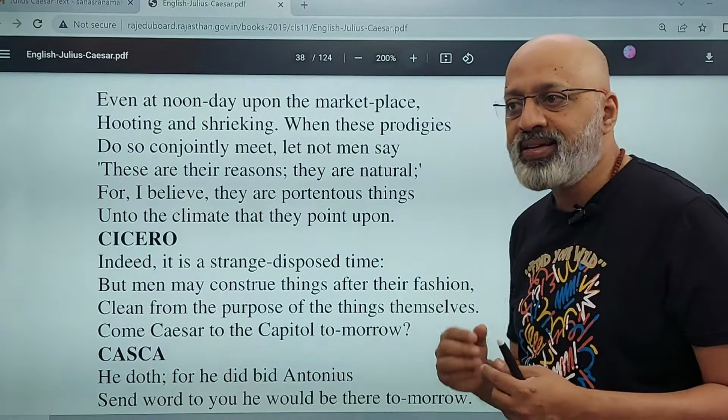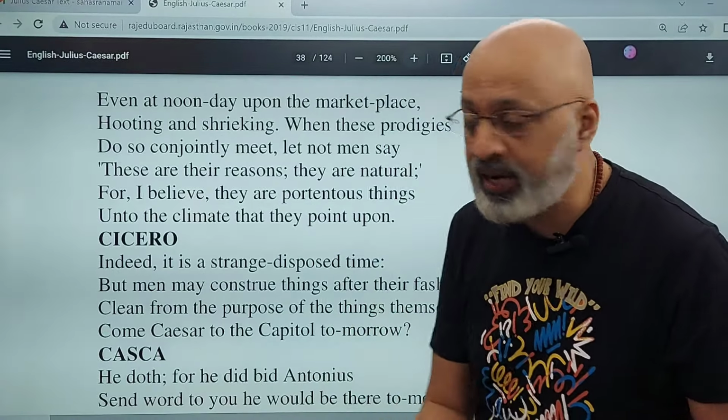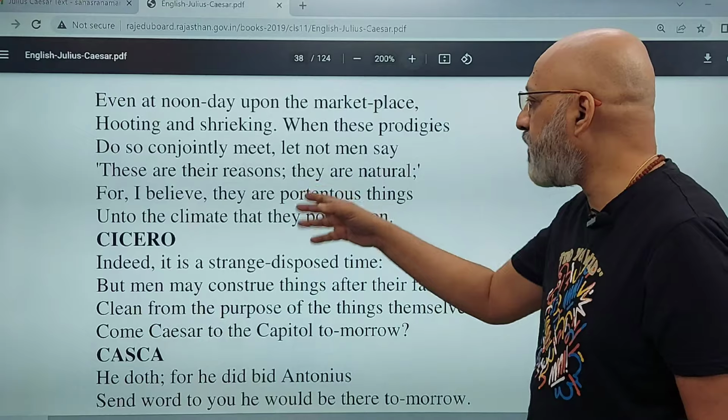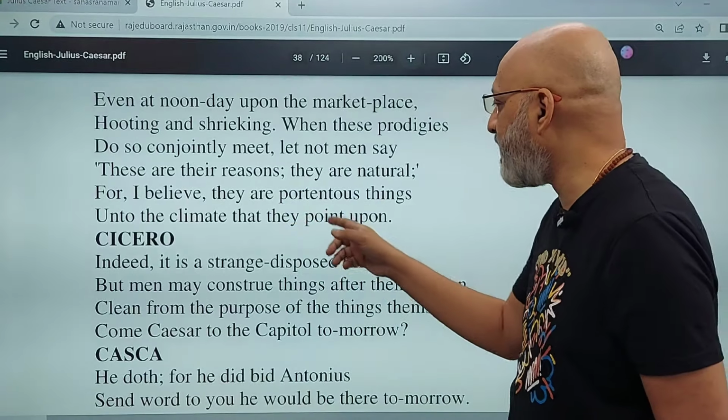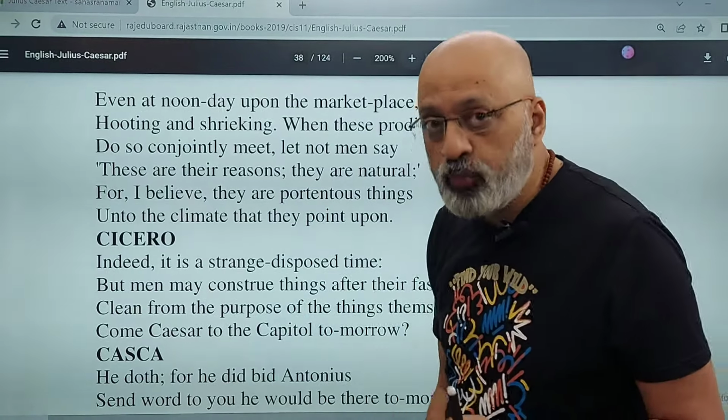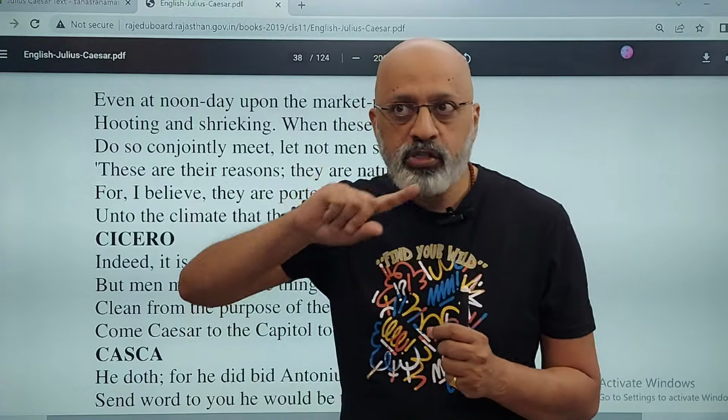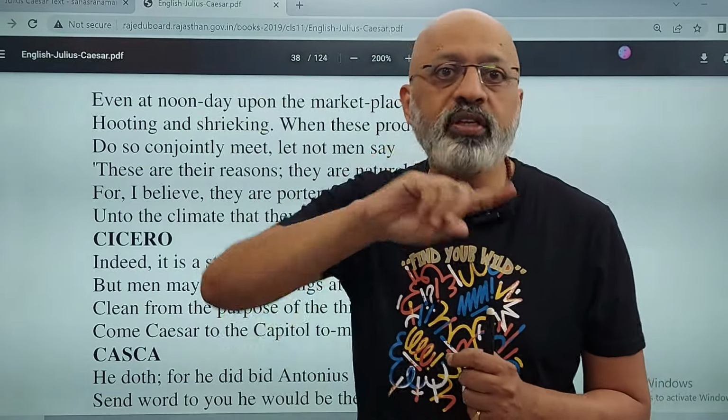So let not men say that these are the reasons they are happening because they are natural events. For I believe they are portentous things unto the climate that they point upon. Because I do believe these are not natural events. Because according to me, these are all very unnatural things which are happening.